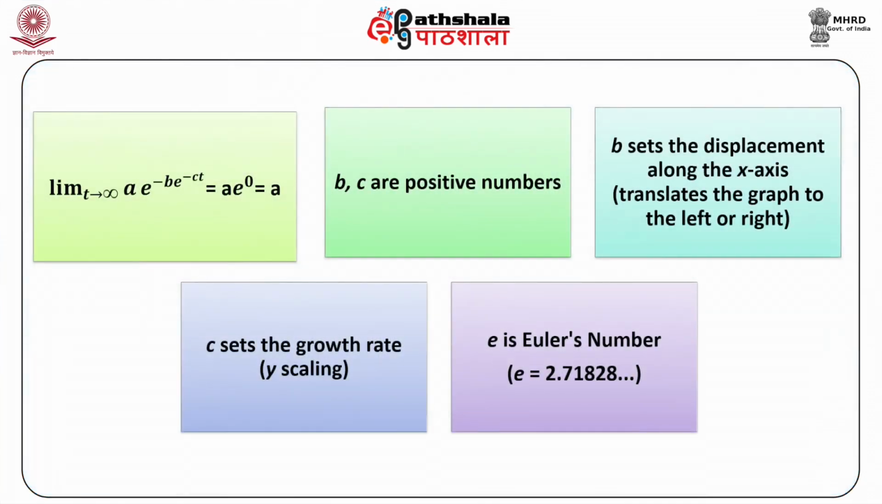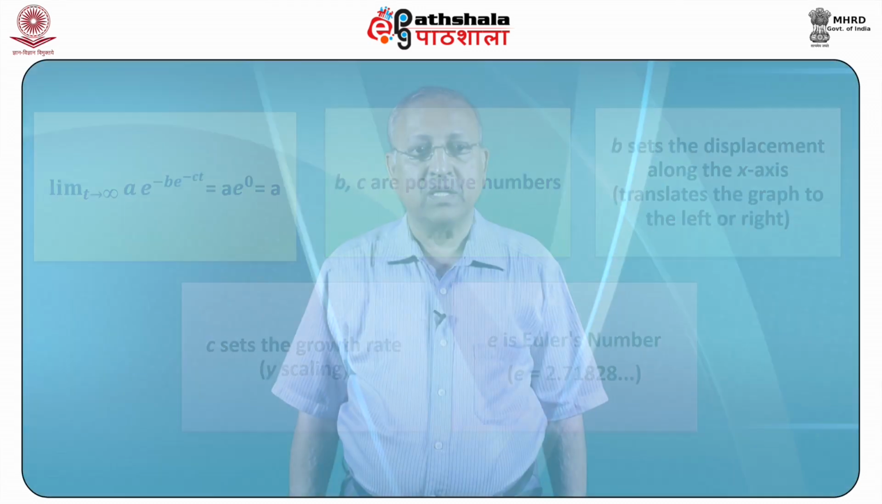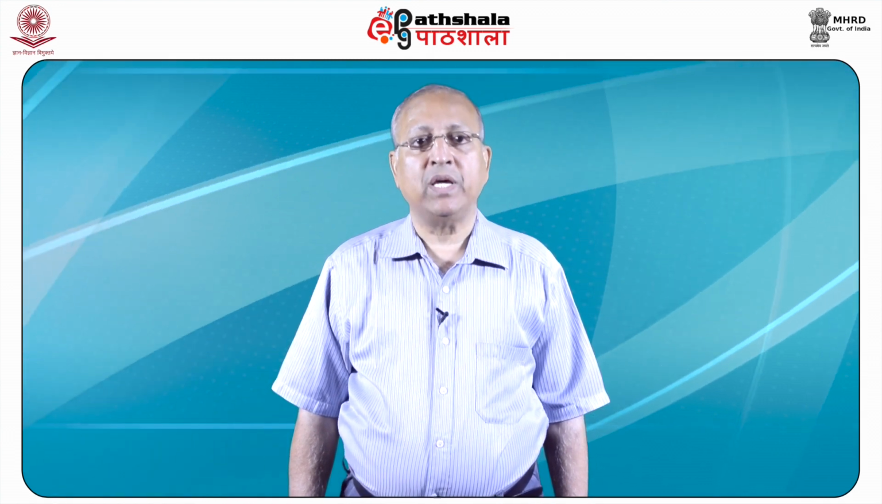As a special case of the generalized logistic function, y(t) = a e^(-b e^(-ct)). As t tends to infinity, a e^(-b e^(-ct)) is equal to a e^0, which is equal to a. b and c are positive numbers. b sets the displacement along the x-axis, translating the graph to the left or right. c sets the growth rate. a is scaling. e is Euler's number, e = 2.71828.